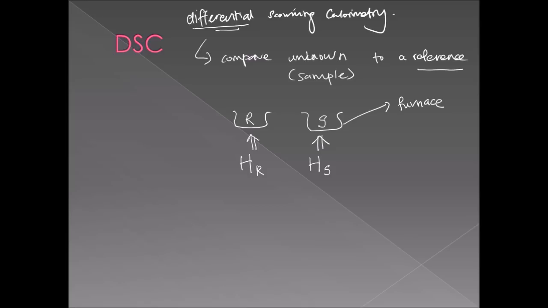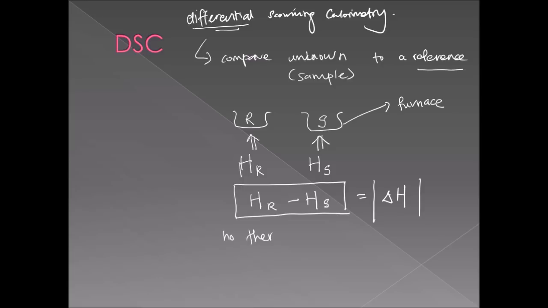Let's say you have the heat supply of reference HR, and you have the heat supply of the sample, HS. And how do they detect the signal? They detect the signal by the differential, means you take the difference of HR and HS. For example, you use HR minus HS, and this is the change of heat. So if there is no thermal event happening in the sample, HR will be equal to HS. So the heat supply to R and S is the same, so you will not have any change in heat.